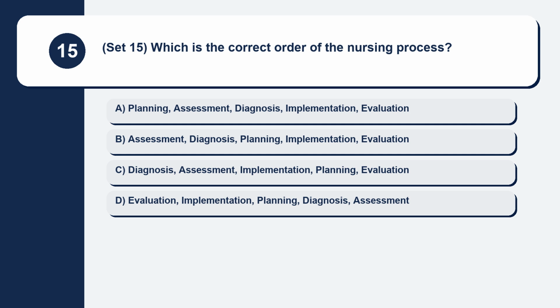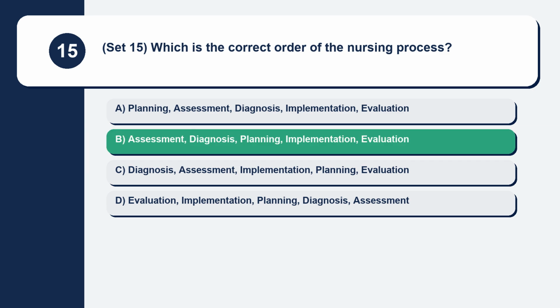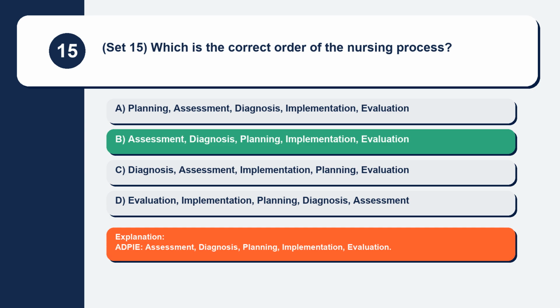Question 15. Set 15. Which is the correct order of the nursing process? Planning, assessment, diagnosis, implementation, evaluation. Assessment, diagnosis, planning, implementation, evaluation. Diagnosis, assessment, implementation, planning, evaluation. ADPIE: assessment, diagnosis, planning, implementation, evaluation.